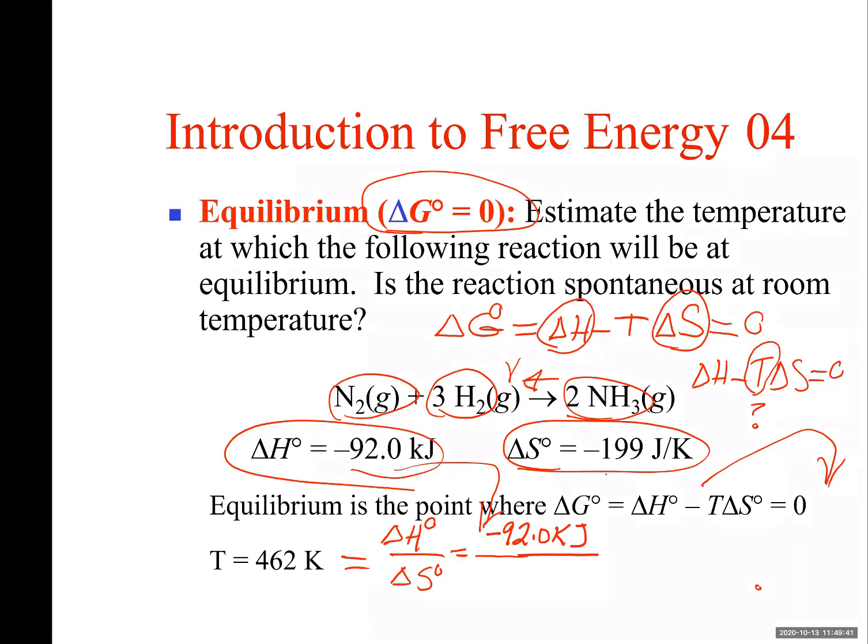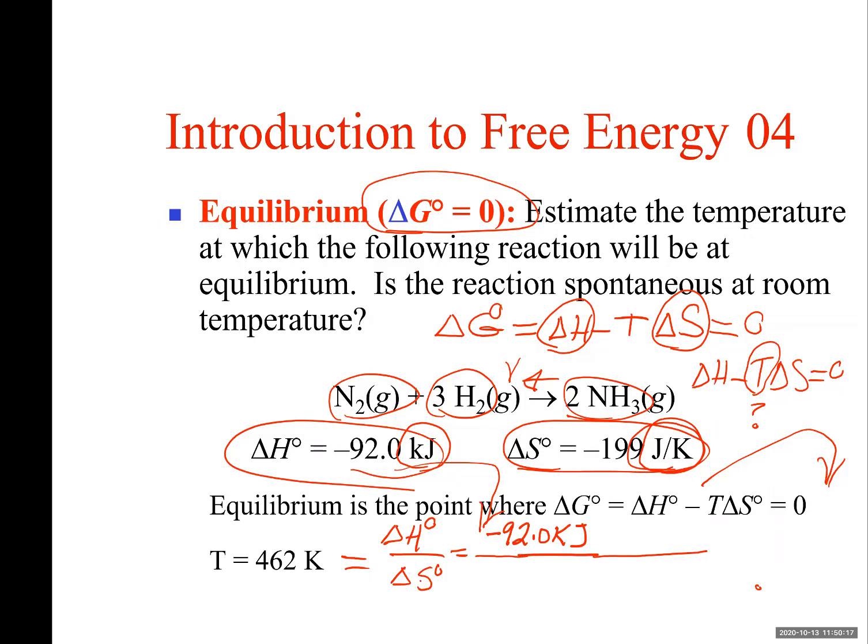What is the unit of delta S? It's joule per Kelvin. Delta H is kilojoule. Does it make sense to use joule on the bottom and kilojoule on the top? So why don't I convert this to kilojoule? If I divide 199 joule by 1,000, I get the number of kilojoules. Or I can actually use a conversion. Why don't I use a conversion factor?